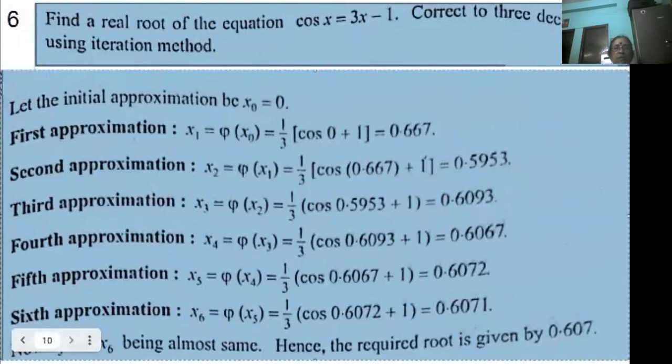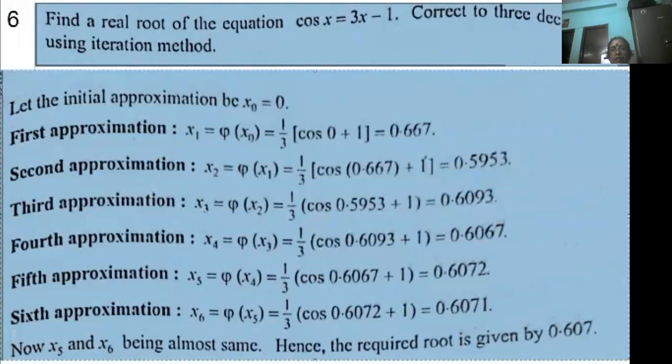So on similar lines, we are going to consider another problem. Find the real root of the equation cos x is equal to 3x minus 1, correct to 3 decimal places by iteration method.